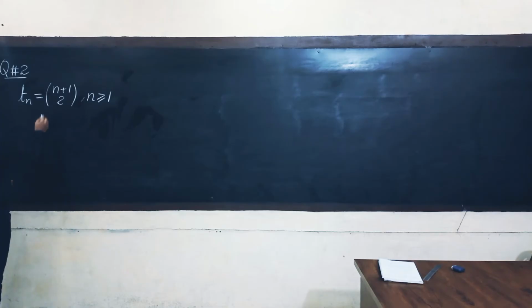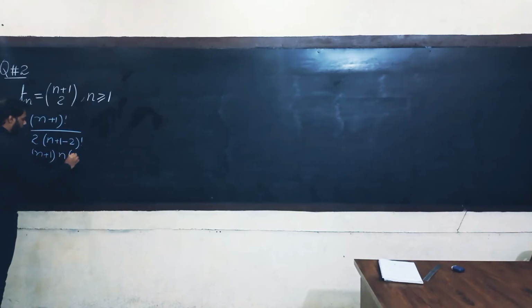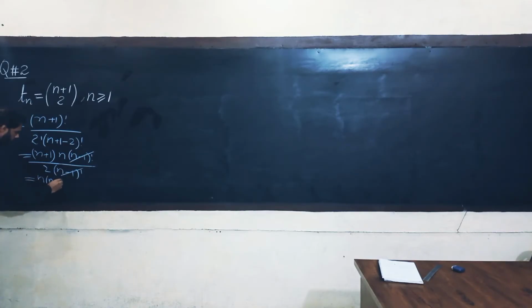So just by using the formula of the combination rule, this can be written as n plus 1 factorial over 2 factorial into n plus 1 minus 2 factorial. Next we break the factorial: n plus 1 into n into n minus 1 factorial over 2 factorial, that is 2, and this is n minus 1 factorial. Cancelling the same factor, we have n into n plus 1 over 2. That is the definition of the triangular number.